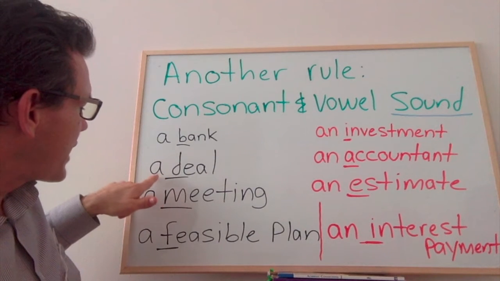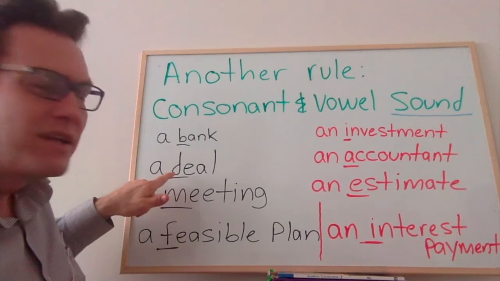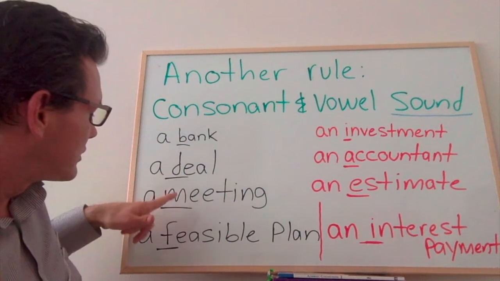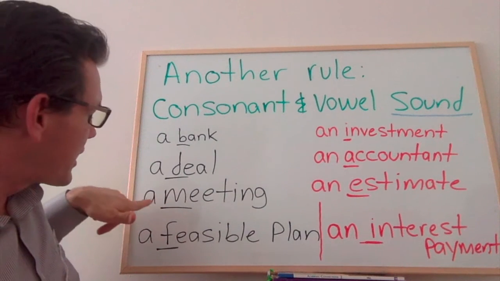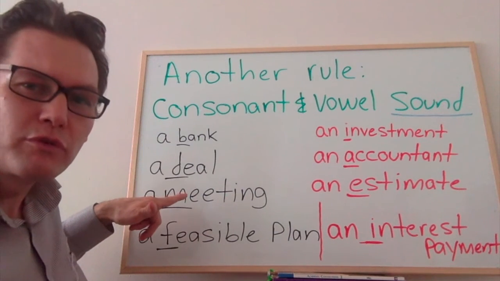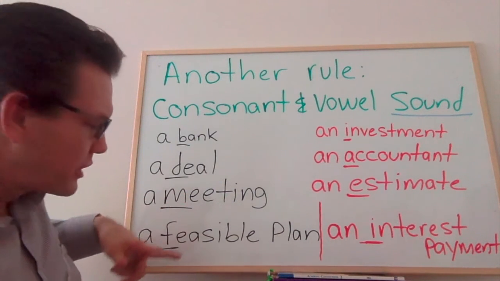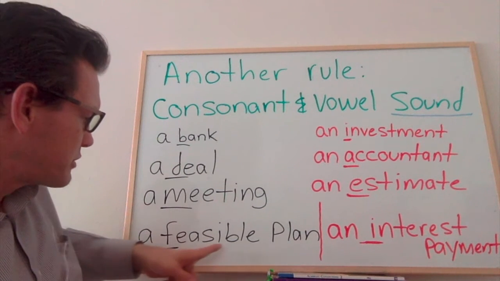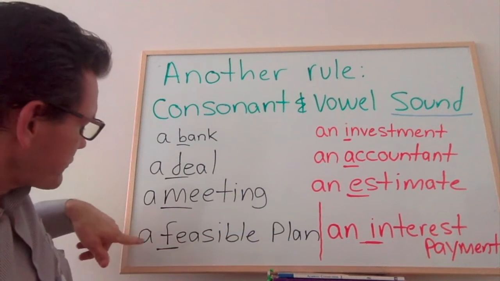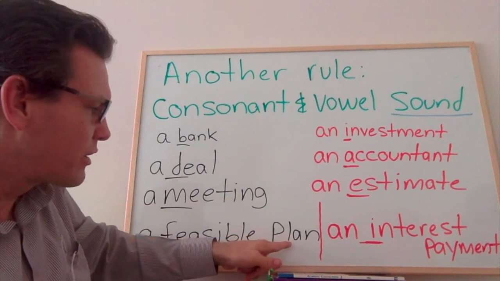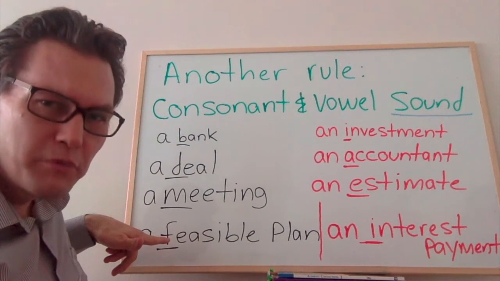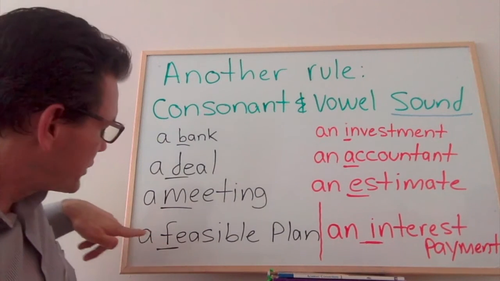Down here, a deal, duh. Duh is a consonant sound, so we use a. Down here, it's the same thing. A meeting, m. So meeting starts with a consonant sound. And down here, I put the adjective here, feasible, a feasible plan. Remember, a must go with a singular noun, plan. A feasible, feasible is a consonant sound, so we use a.